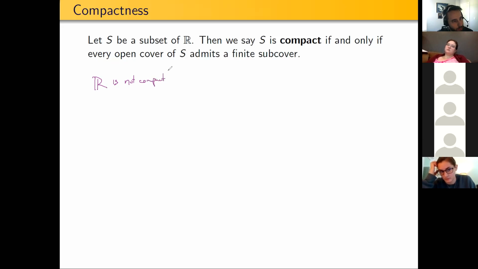If you were able to work through the preliminary work, there was a fair bit of it, then you probably saw this already. So R is not compact. And here's why. I want to make sure I follow along with the preliminary work. So let's see. The first thing that you looked at was exercise 8.5, which asked you to create a certain kind of open cover.